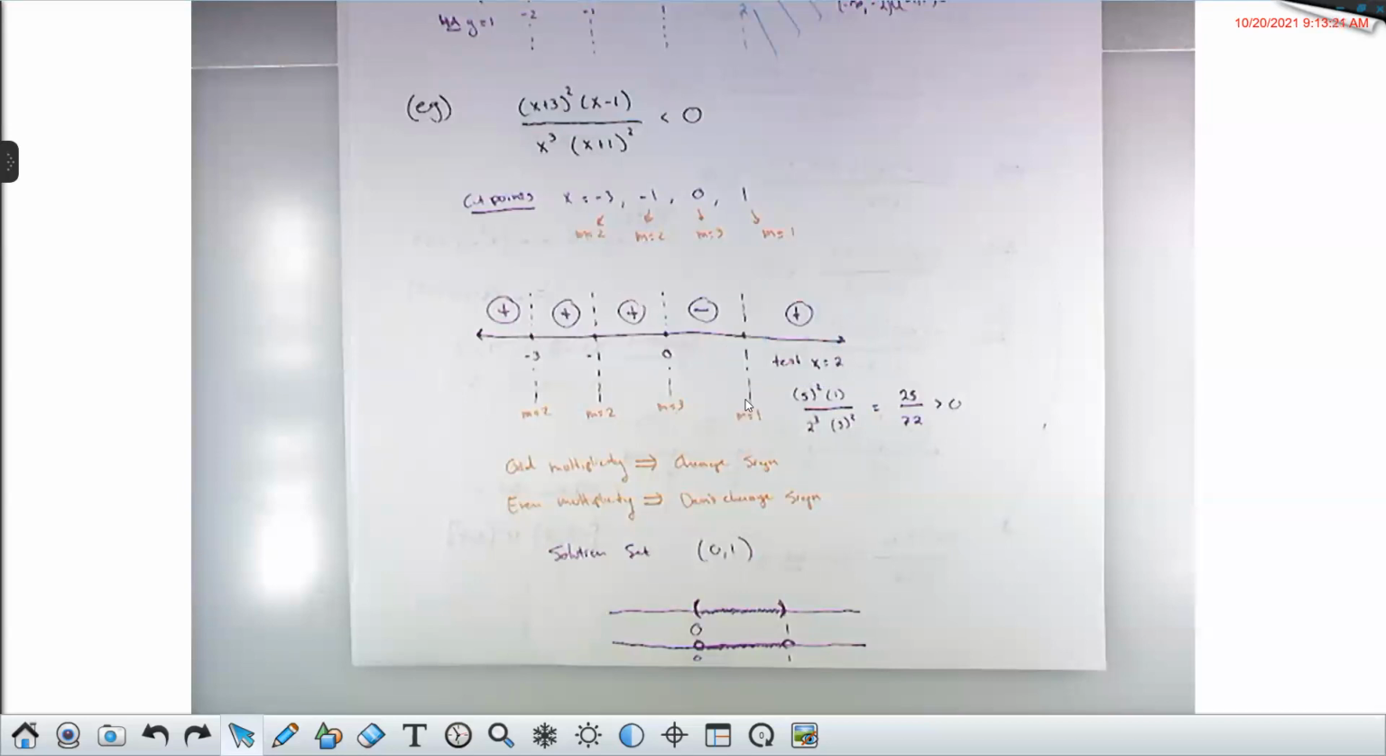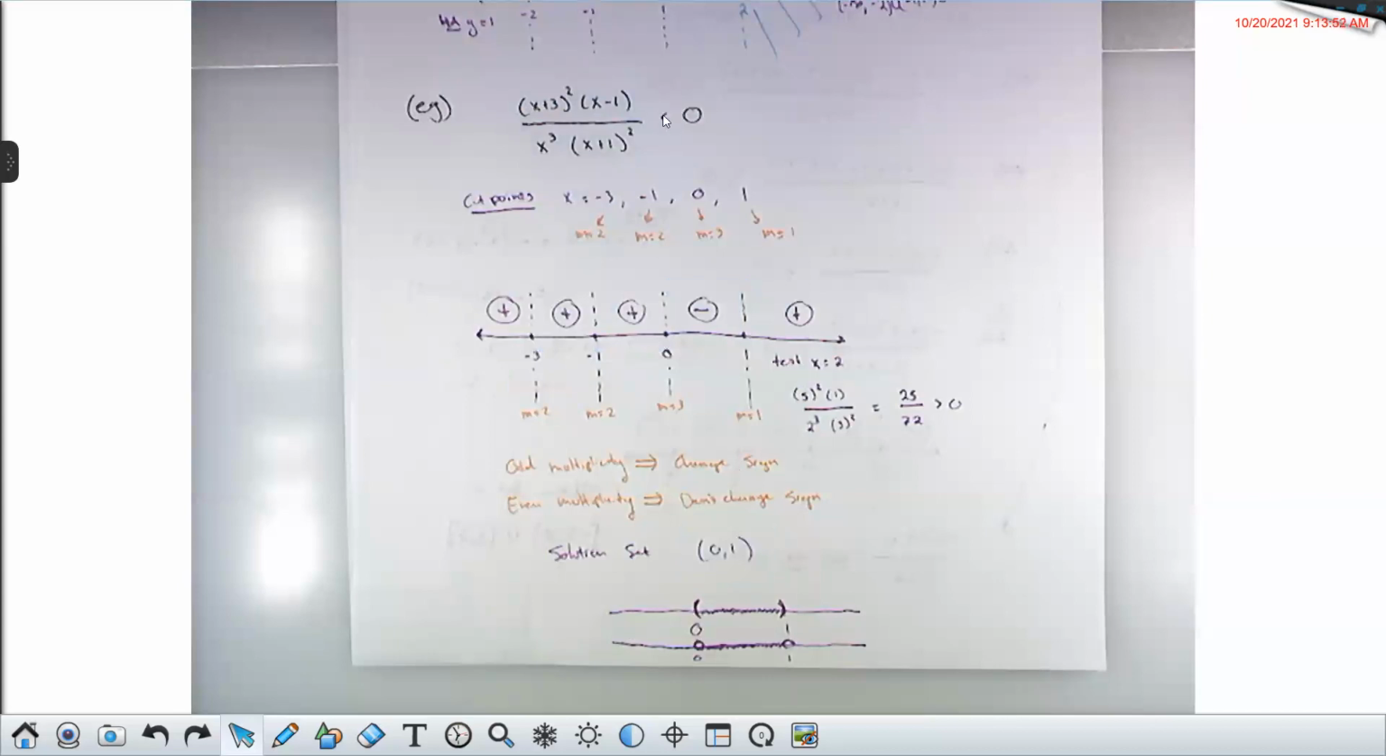So the 1 was an odd multiplicity, so we changed sign from plus to minus. The 0 was an odd multiplicity, so we changed sign from minus back to plus. And then the remaining two, the negative 3 and negative 1, were both even multiplicities, so we don't change sign as we hop over them. That means that the only region here where this function is negative is from 0 to 1. So my solution set was the interval from 0 to 1.